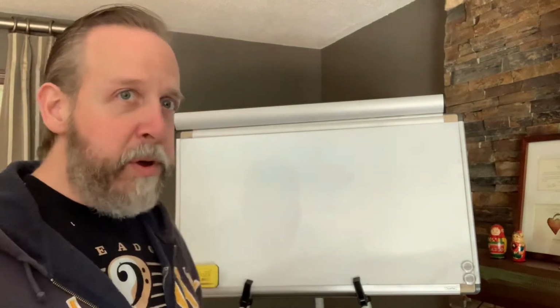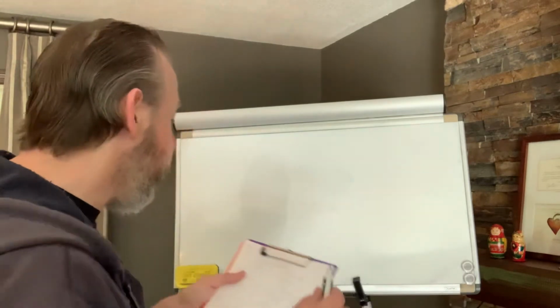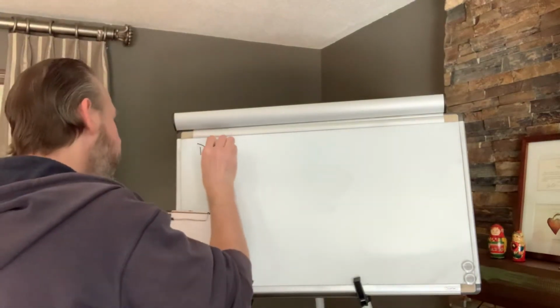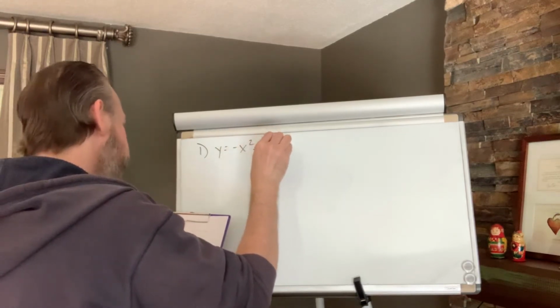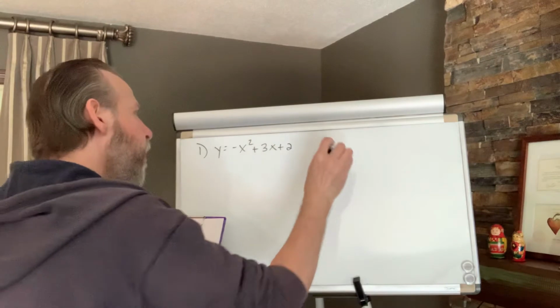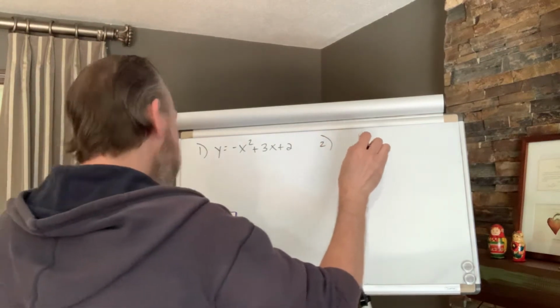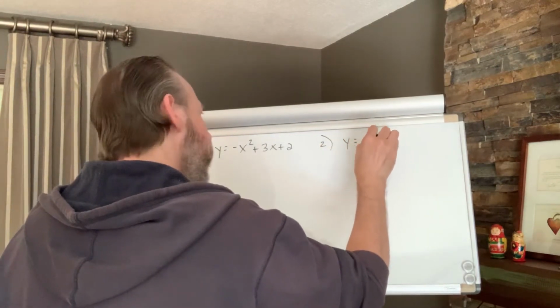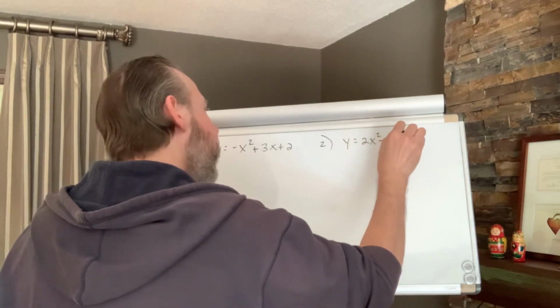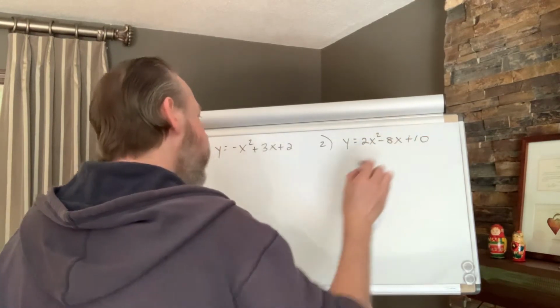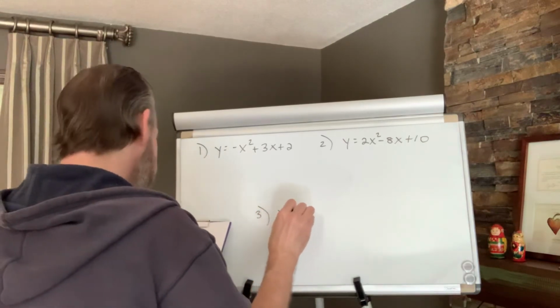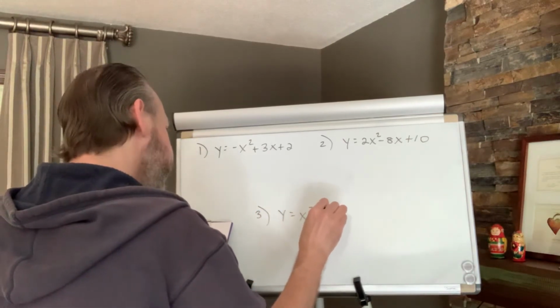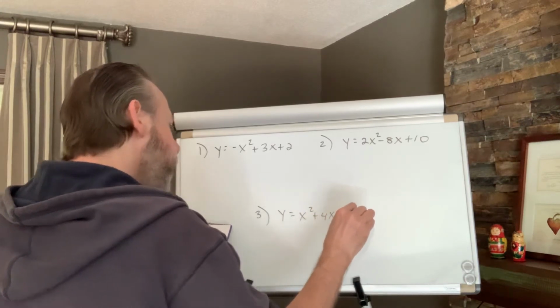So the first three questions are, how many solutions will there be? You're going to use the discriminant to figure it out. Number one, y equals negative x squared plus 3x plus 2. Number two, y equals 2x squared minus 8x plus 10. And number three, y equals x squared plus 4x plus 4.